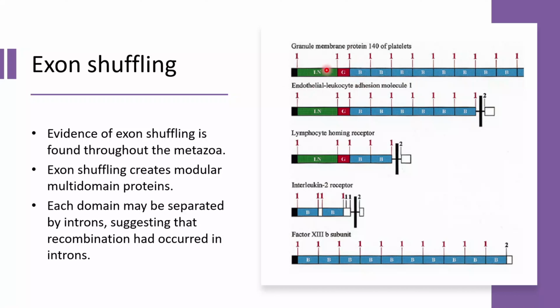Let's say, for example, in this case here, through transposition the LN domain of this exon was carried here and here, and then you can see that in this case here, we don't have the LN domain, okay? Because this part here was not moved to these guys. But we have different copy numbers of the B domain, or the B exon.